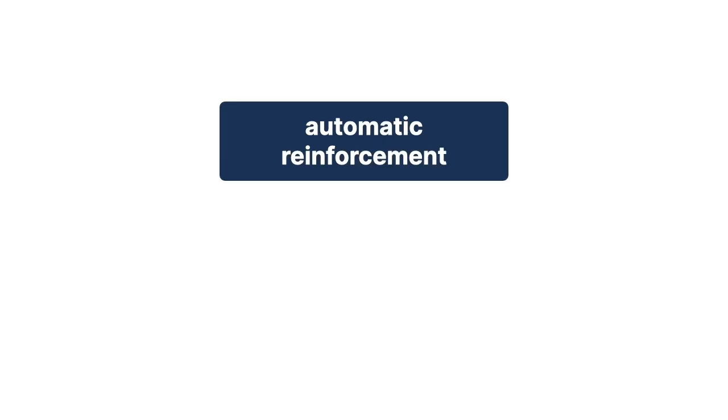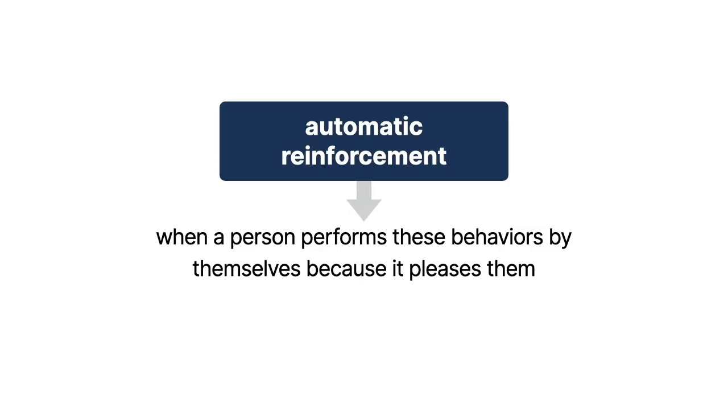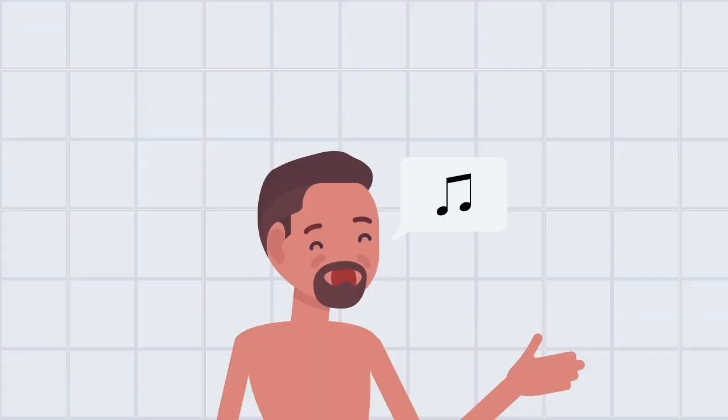Automatic reinforcement, also referred to as self-stimulation or pain reduction, includes any of the 5 senses: touch, smell, sight, sound, or taste. A person may perform these behaviors if they're by themselves because it pleases them. Consider singing in the shower. Many people enjoy their voices in the shower and continue to sing even if nobody else is around.